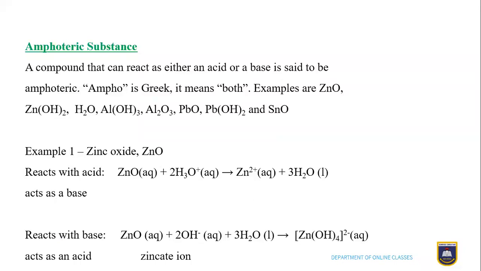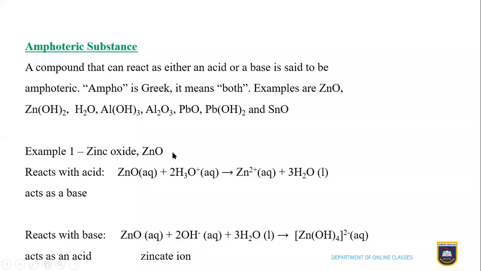Amphiprotic substances can act either as proton donors or as proton acceptors, and they always contain hydrogen in them. Amphoteric substances are compounds that react as either an acid or a base. Or some will say they react with both acids and bases. That's acceptable. So one compound, in one reaction, can react with an acid, and in another reaction, it can react with a base. And I said they are well-known compounds.